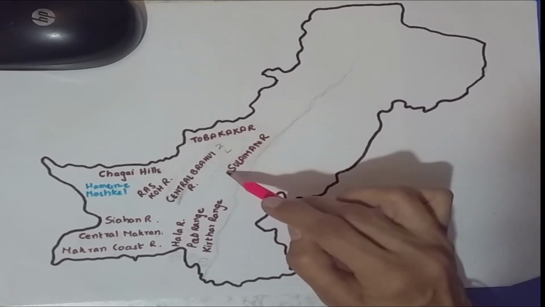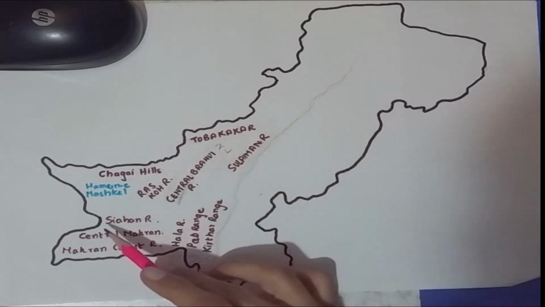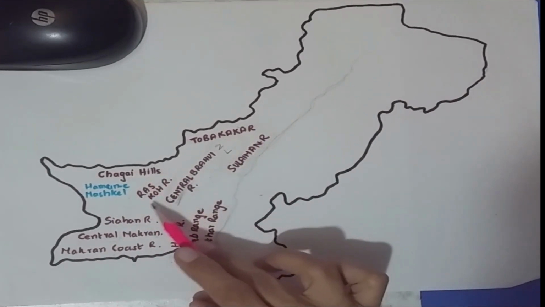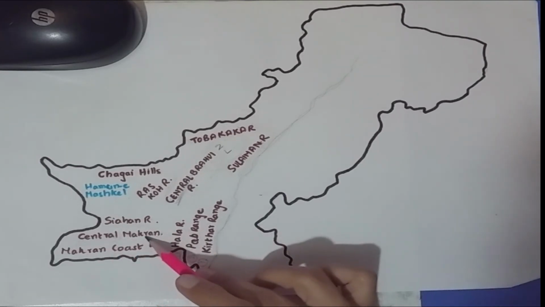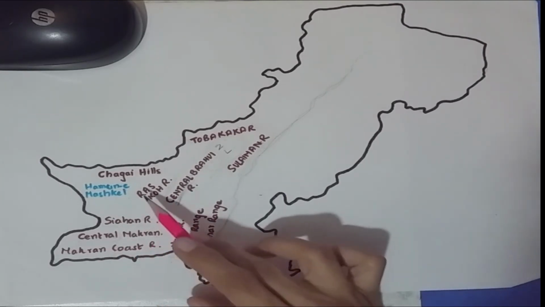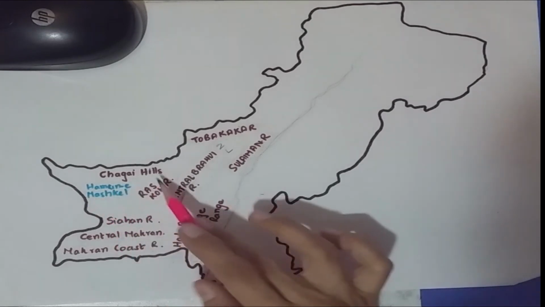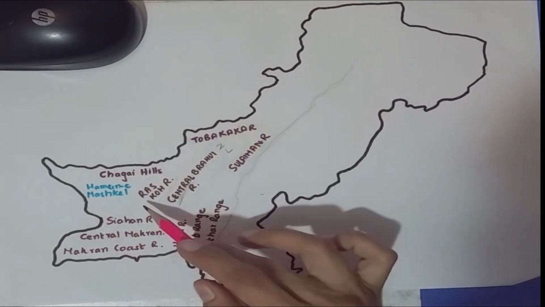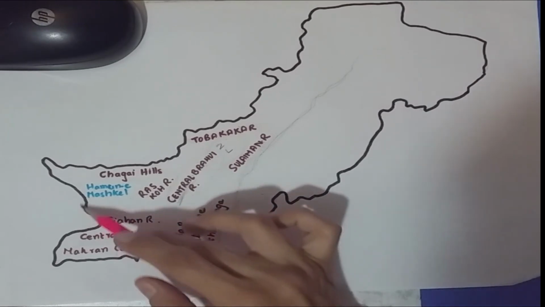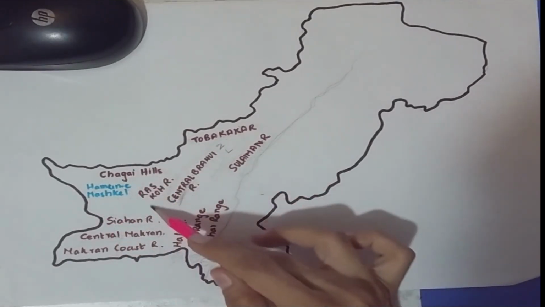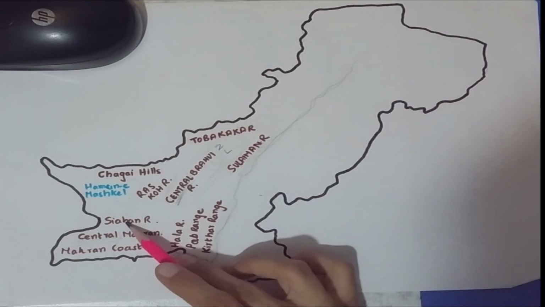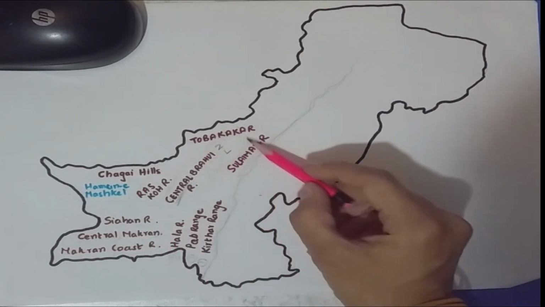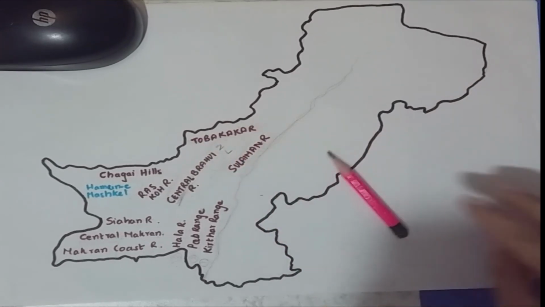And where are the western basins situated? Come on this side. There we talked about ranges like the Chagai Hills, Raskoh Range, Siahan, and the Central Makran, and we studied that the basins of western Balochistan are situated in between these ranges. So we have these ranges in front of us. So where will the basins be? They'll be somewhere here. So this is the position of the western basins of Balochistan. This is the position of the northern basins of Balochistan. I hope this has become easy.